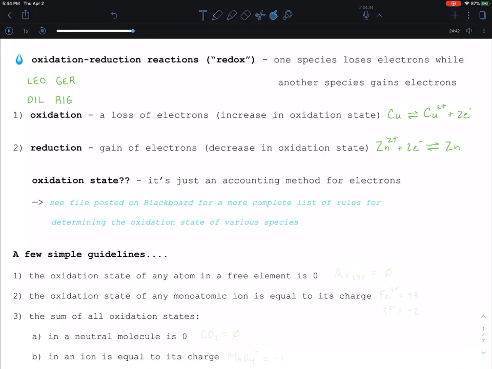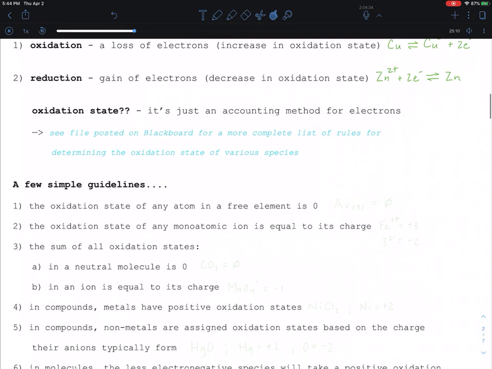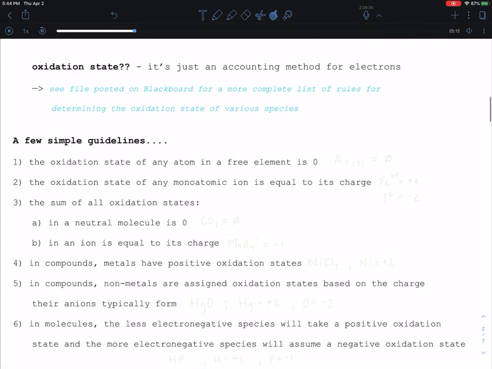So let's move on and quickly go through a few guidelines. We're going to be assigning oxidation states, or in other words, oxidation numbers, to certain species. There are some really handy rules we can follow to make it easier when we're trying to figure out, did a redox reaction actually occur? It's not always going to be easy to see. Not everything has a charge. When it does, it's easy to tell. But when it doesn't, you have to figure out the oxidation state.